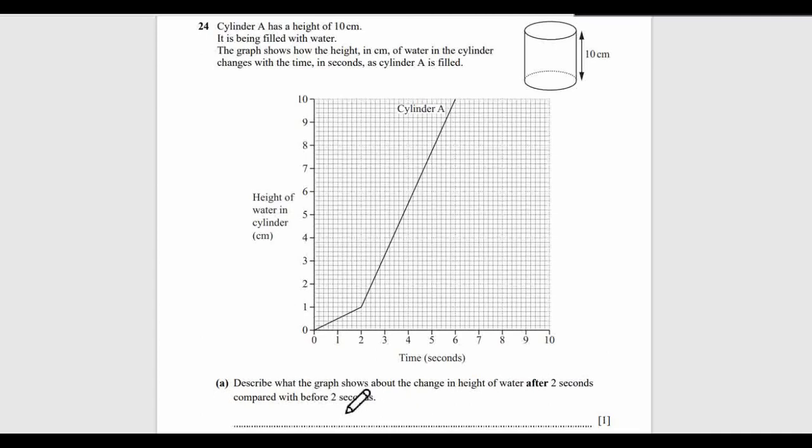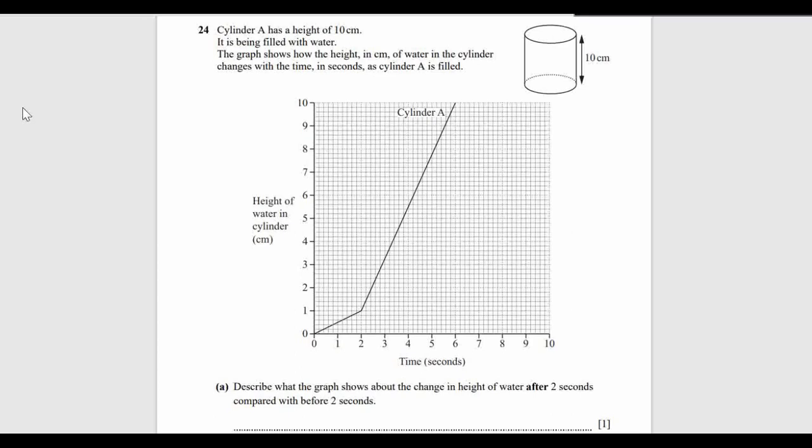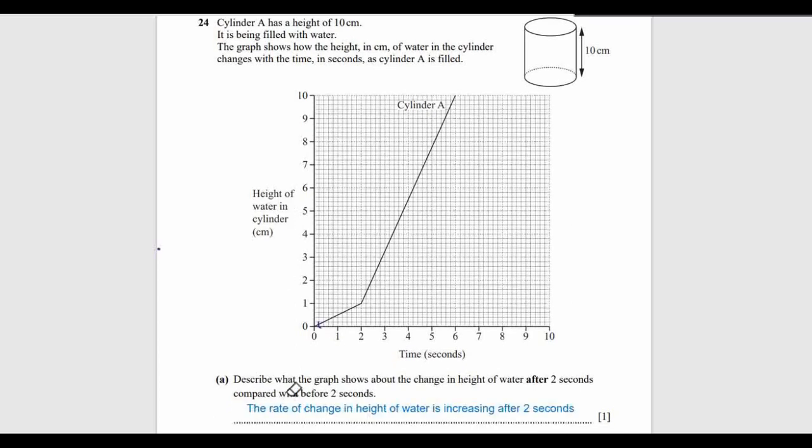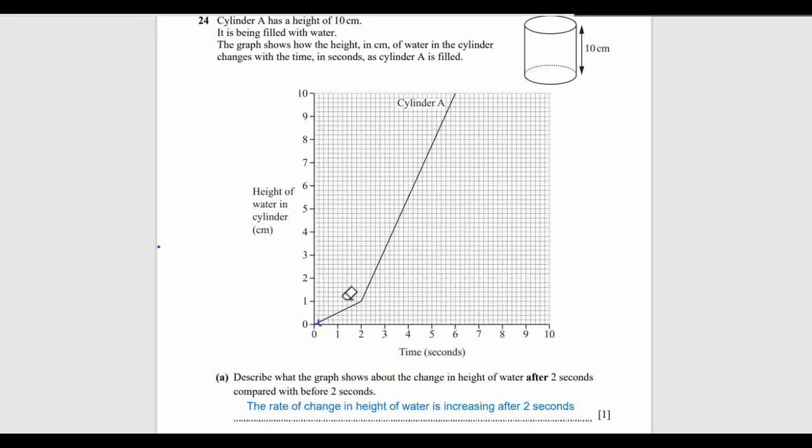10, 9, 8, 7, 6, 4, 3, 2, 1. Well done, guys. Let's check out the answers. So the answer is the rate of change in the height of water is increasing after 2 seconds. We were only asked to describe, so that's what we describe. The rate is increasing after 2 seconds. Next, how do we know that? We can see from the slope that it is increasing. The line is steeper compared to the line before 2 seconds.